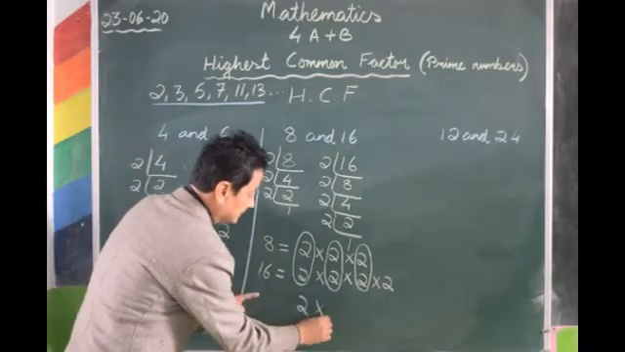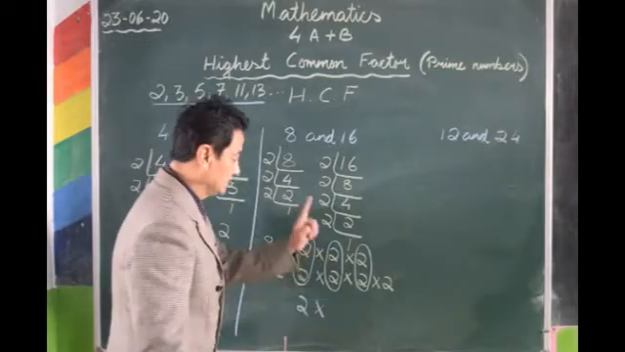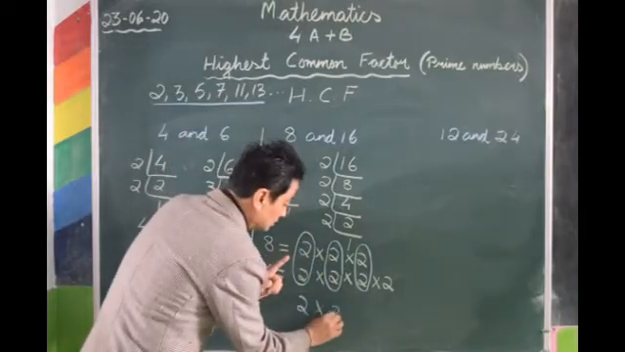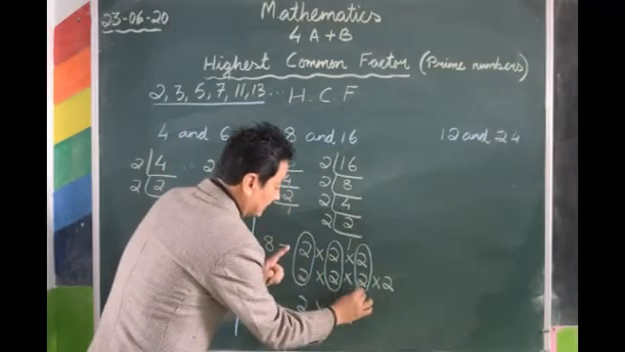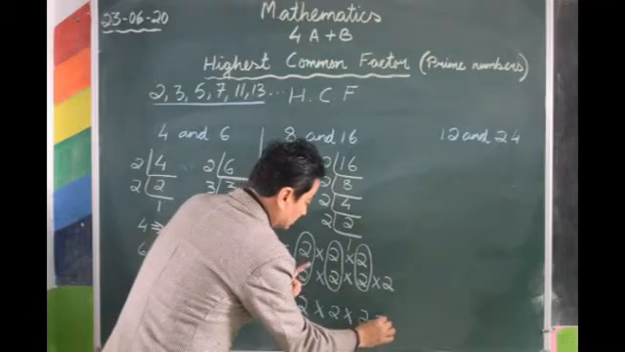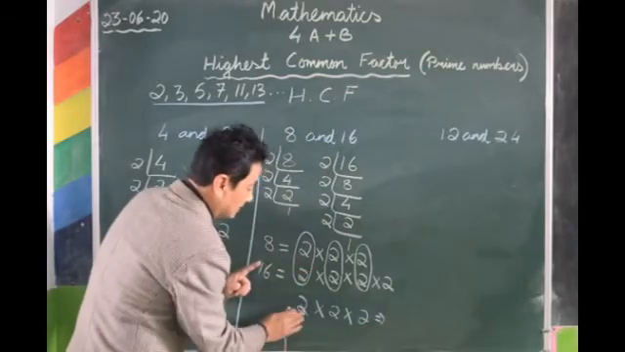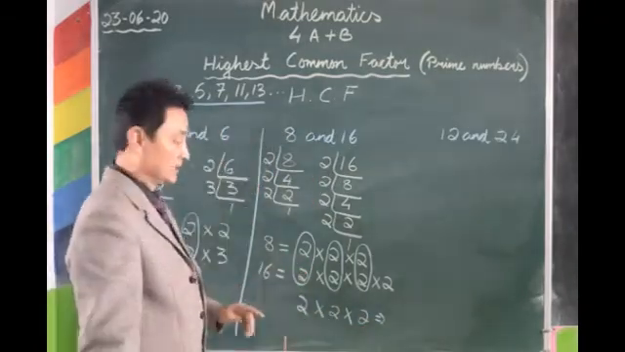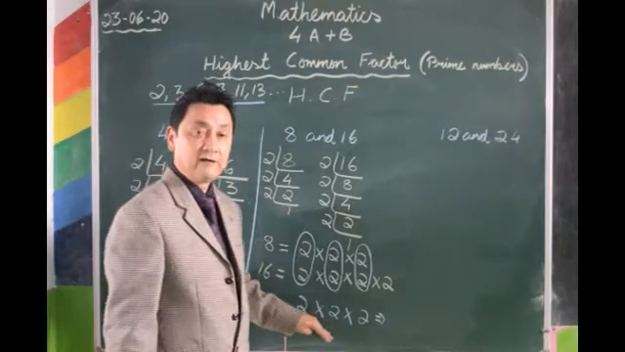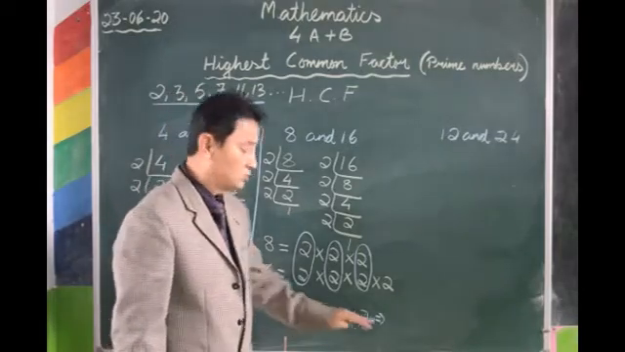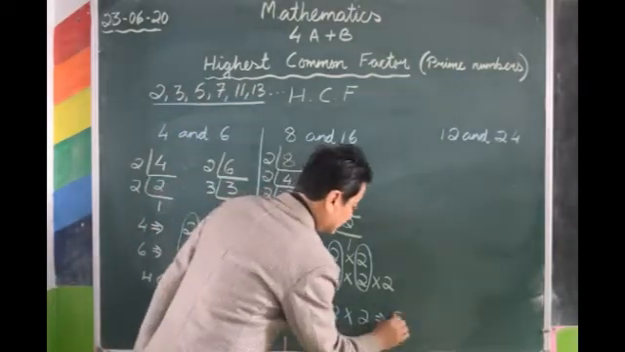Put a cross sign, multiply sign. For this, bring down only 1, 2. For this, bring down only 1, 2. Now to find the HCF, we have to multiply these 3 numbers. 2 2s are 4. 4 2s are 8.